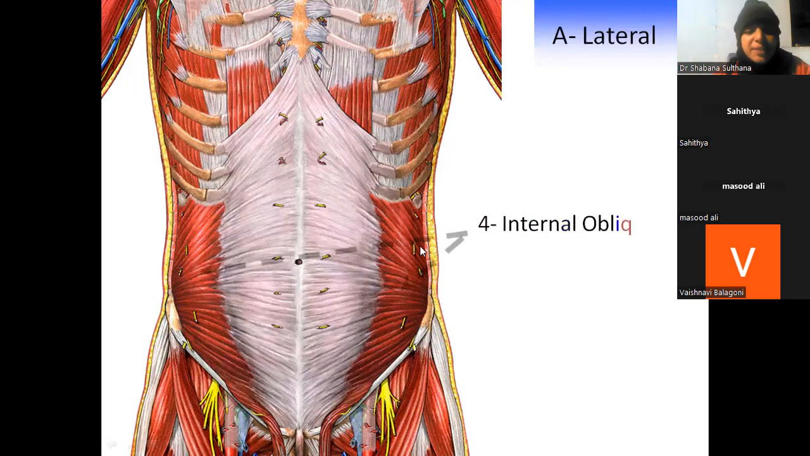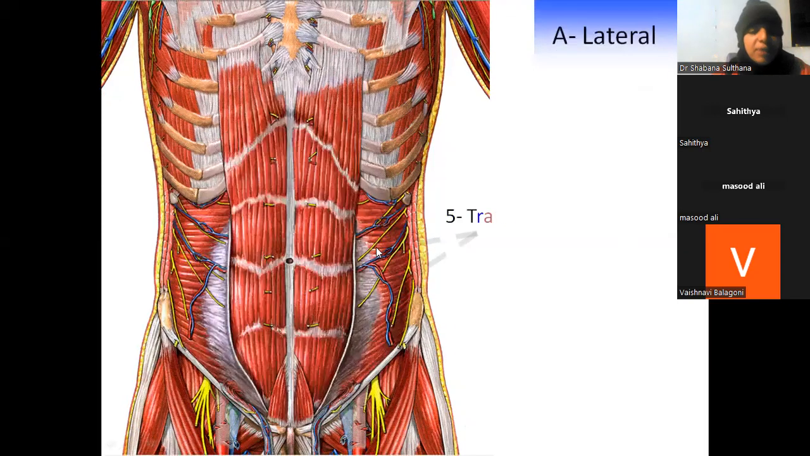So what is the second muscle we see? Internal oblique. Muscle fibers are present only behind, posteriorly, and anteriorly we see a white sheet. What is this white sheet called? Aponeurosis.